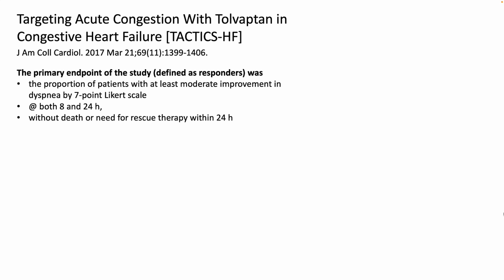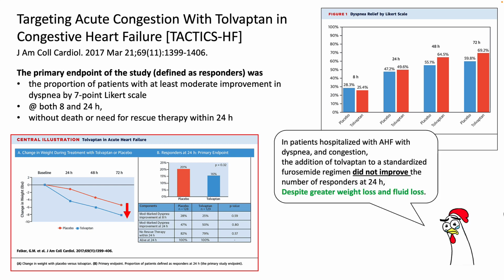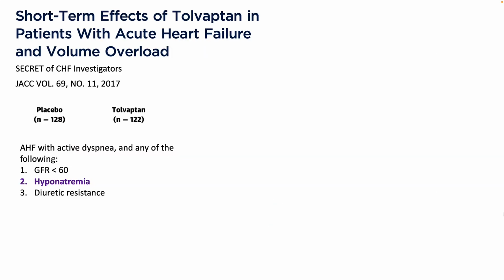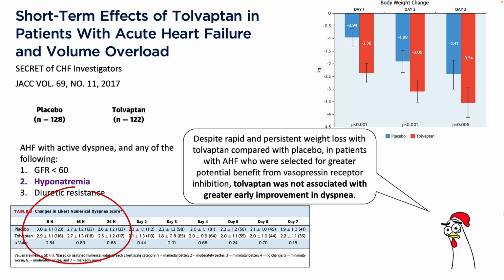Another trial, the TACTICS Heart Failure trial, found a similar result. They saw increased weight loss and increased urine output. However, it did not improve patient dyspnea scores. When they studied specific patients with hyponatremia in heart failure, they again found that tolvaptan does result in increased urine output and decreased body weight. However, the dyspnea scores were no different.